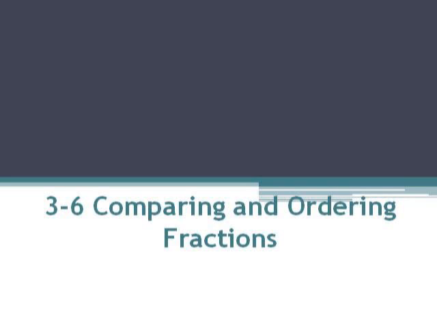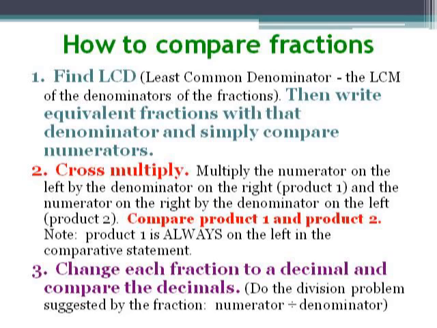In Lesson 3-6, we're going to be talking about how to compare and how to order fractions. So, how can we compare them? There are three ways that we can compare them. One of them is to find common denominators, because if their denominators are all the same, then all you need to do is compare their numerators like their whole numbers. And that's pretty easy. We'll look at an example of each way in just a moment.